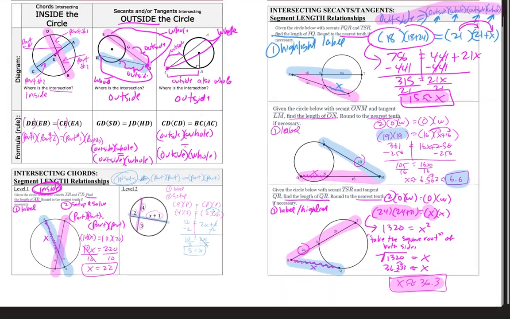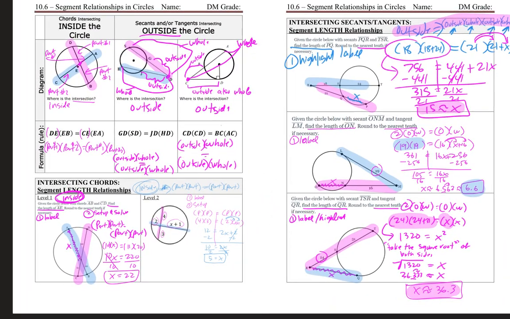But this is our last day of notes for this. So we're just going to keep in mind that if it's inside the circle, we're going to do part times part equals part times part. If it's outside, we're going to say outside times a whole equals outside times a whole.